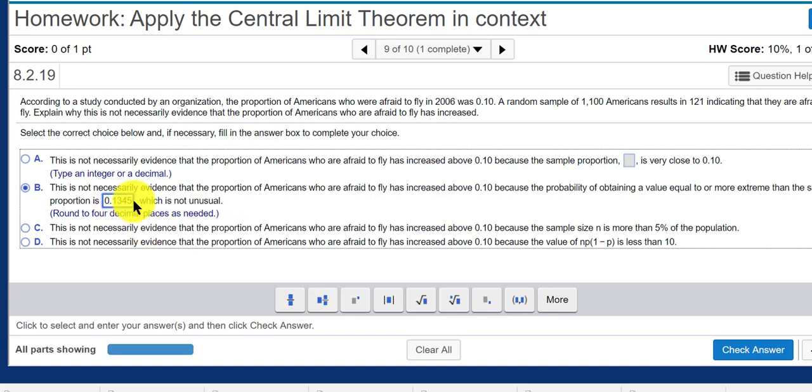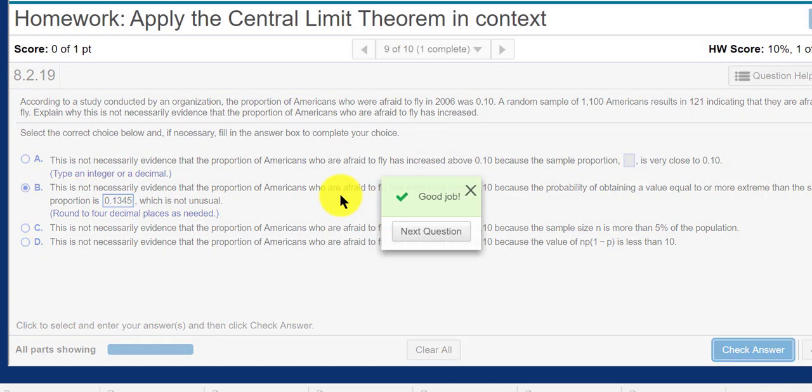There we go. And this is not unusual. So this would be my answer. Let's check it to see if it works. Yeah, that's it. That's all we had to do there.